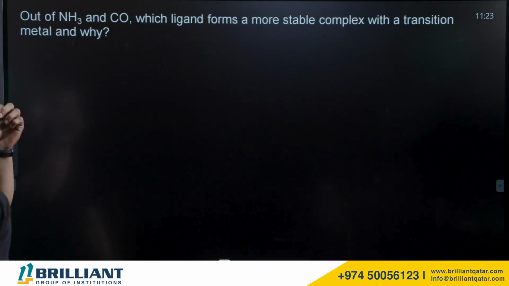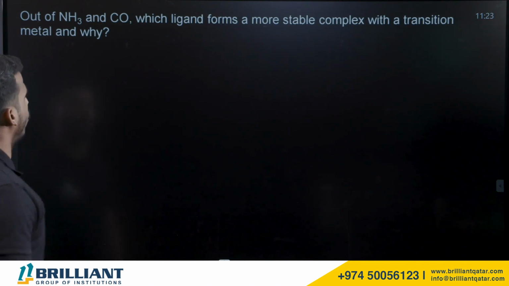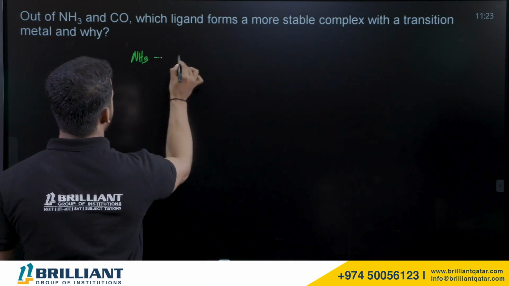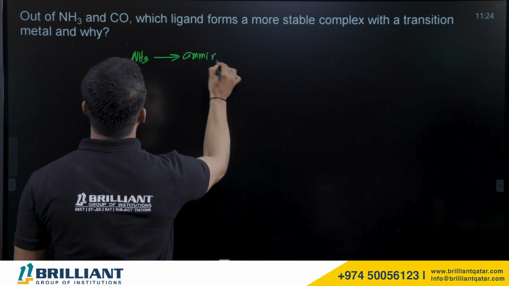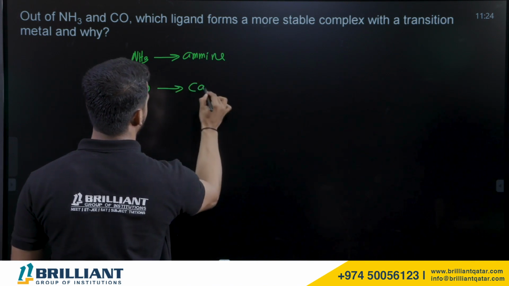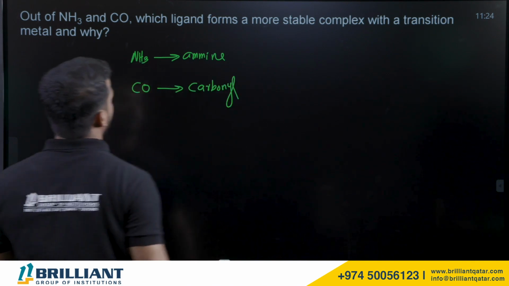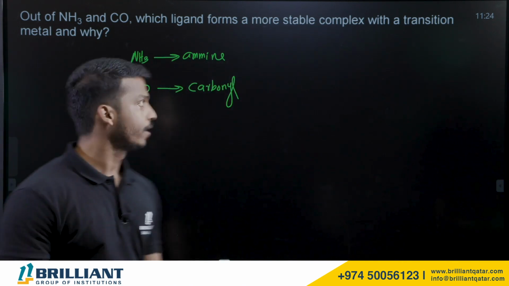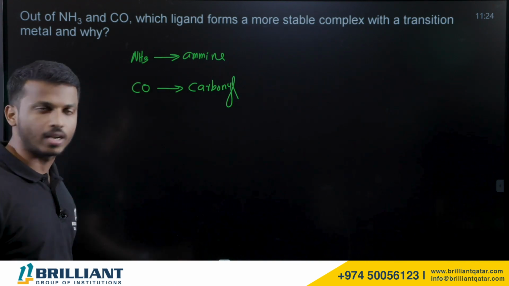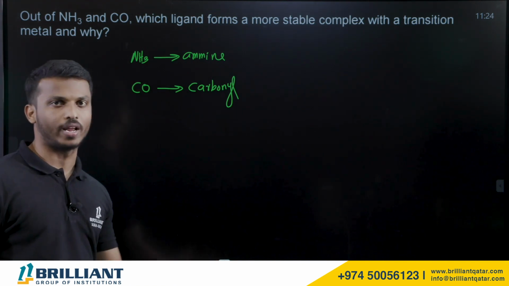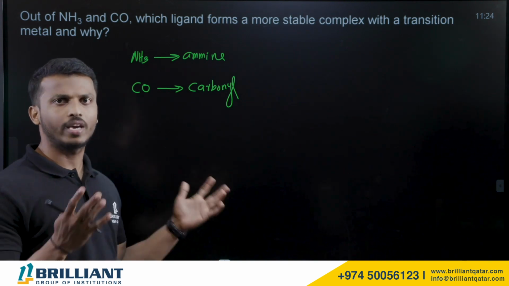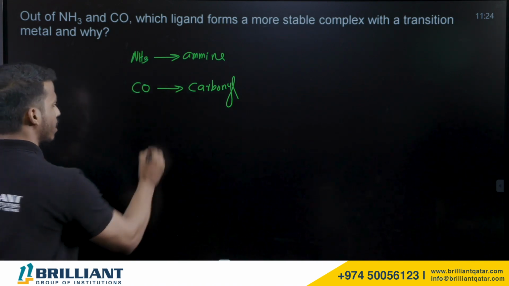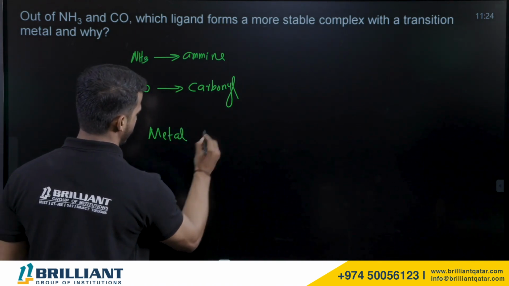Alright. Next one. Out of NH3 and CO, you know NH3 is called amine, right? And CO is called which one? Carbonyl ligand, right? Which will form a more stable complex with a transition metal, and why? Dear student, amine is a monodentate ligand. Even CO, carbonyl, is also a monodentate ligand. And is anything special? There is no chelating power, right? Because both are monodentate. We may study a special system called metal carbonyls.